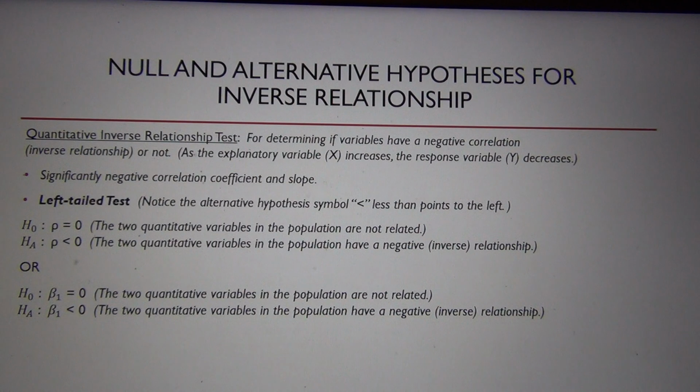If we apply that same sort of thing to the slope, sometimes you'll see the null and alternative hypothesis written this way: slope beta 1 equals 0. That means not related, and population slope beta 1 is less than 0, meaning that the population slope is significantly negative. And again, this would indicate an inverse relationship or a negative correlation between the two quantitative variables.